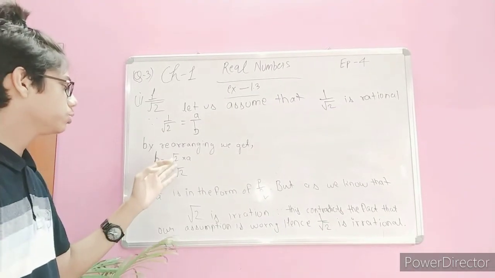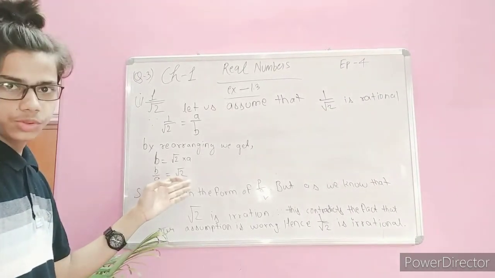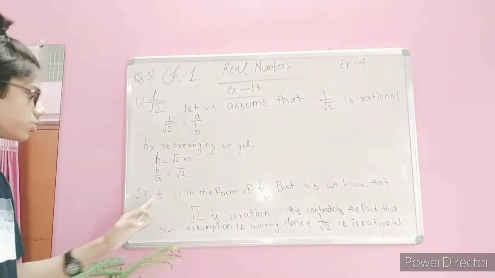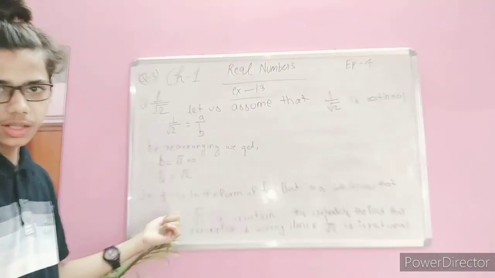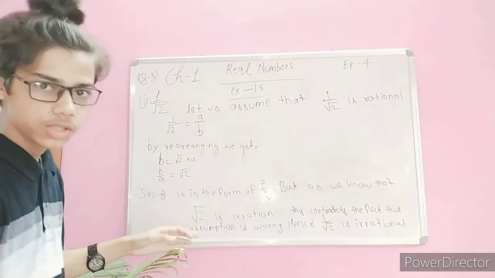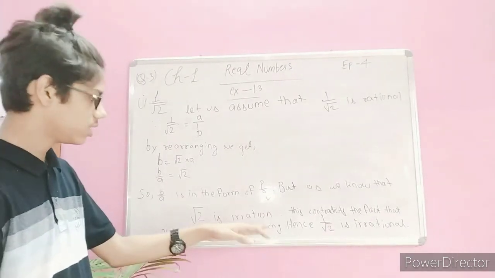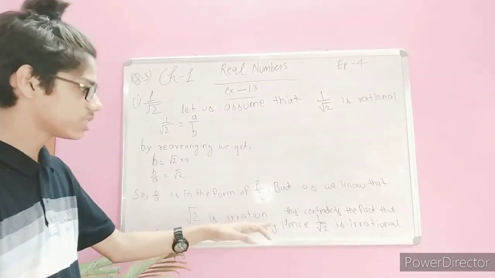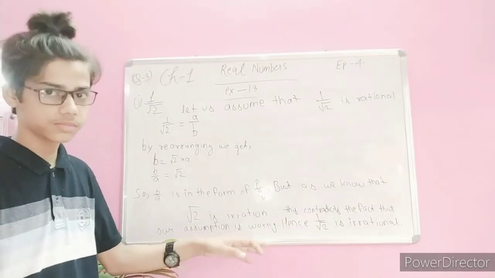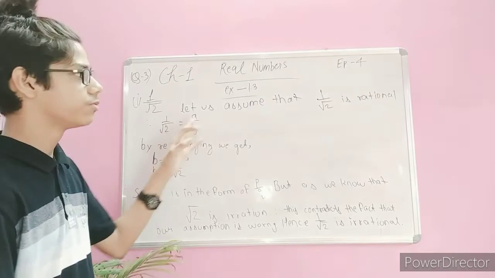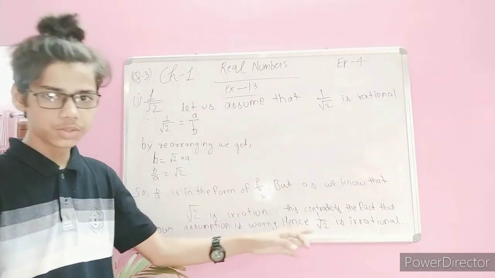So b is equal to root 2 into a. b by a is equal to root 2 here. So b by a is in the form of p by q, hence b by a is rational. But as we all have proved that root 2 is irrational, this contradicts the fact that our assumption is wrong, because we have assumed that 1 by root 2 is rational. So our assumption is wrong, hence 1 by root 2 is irrational.